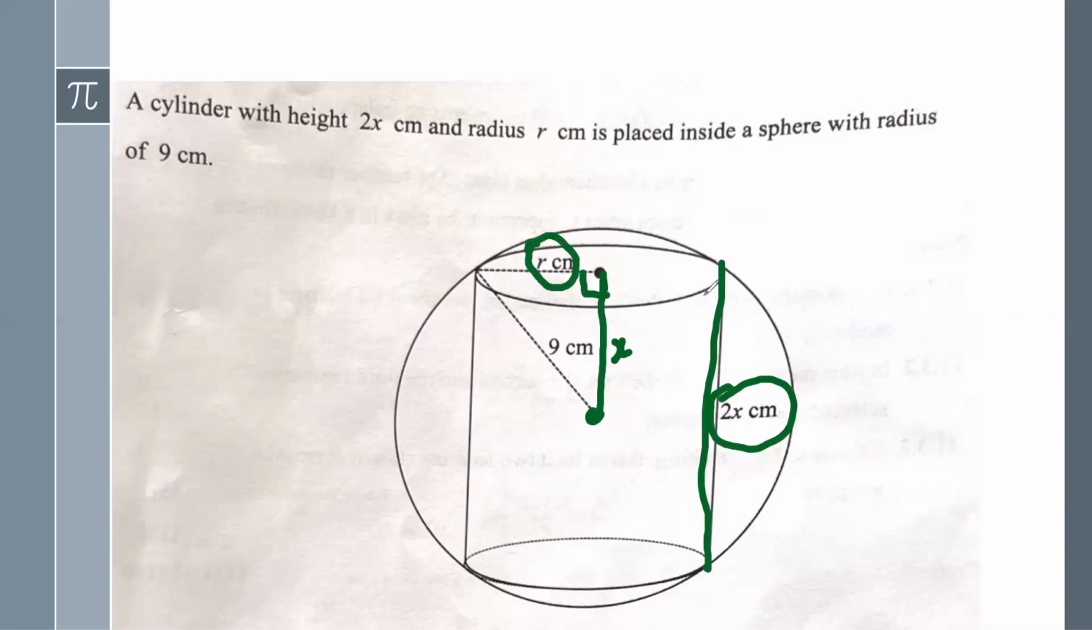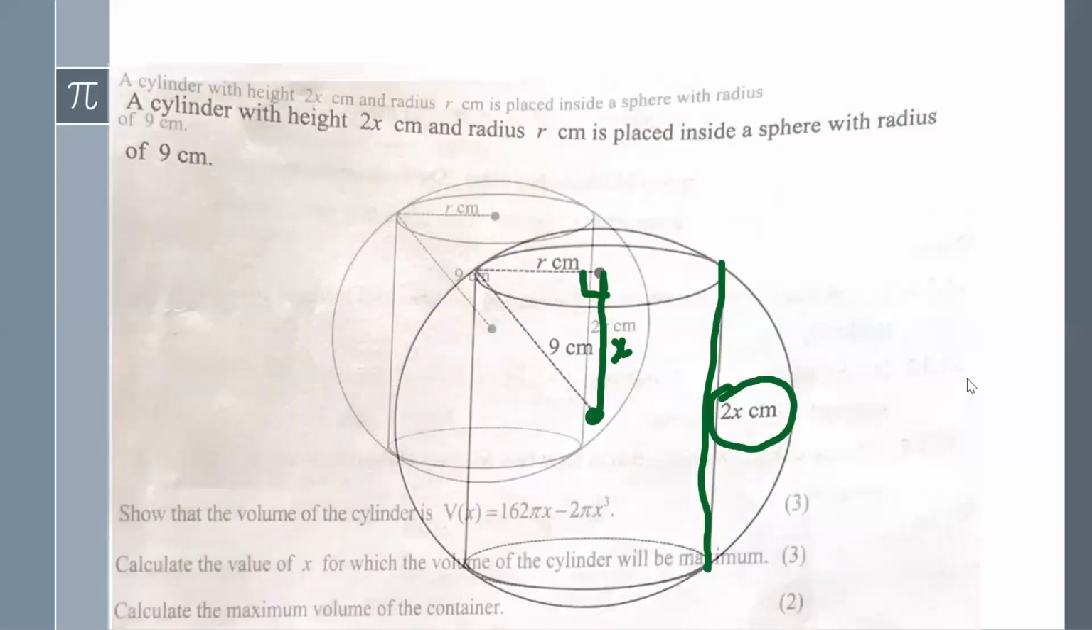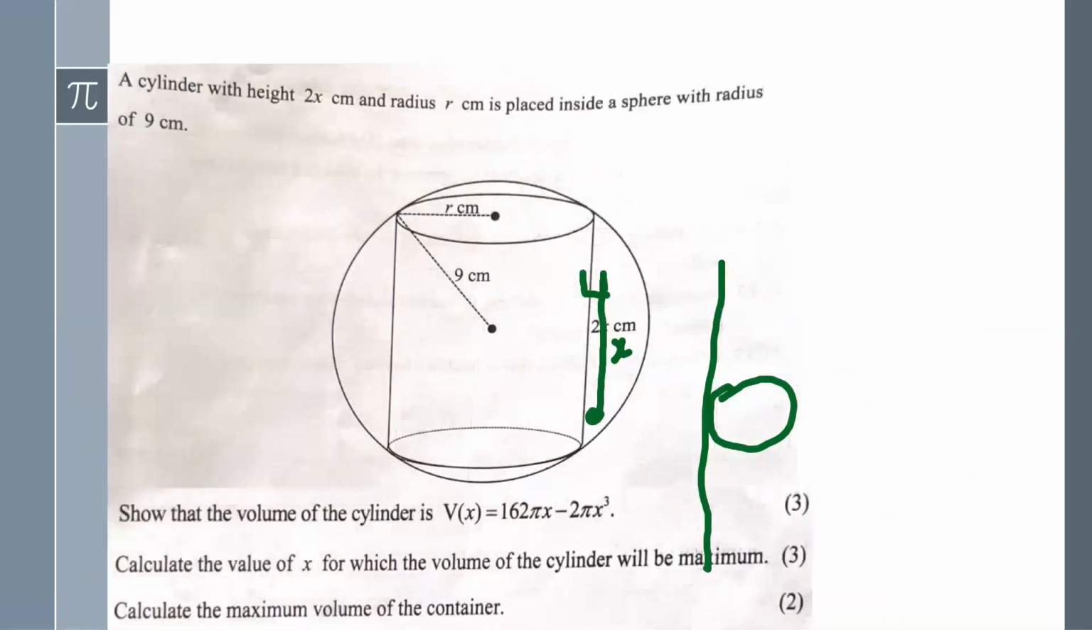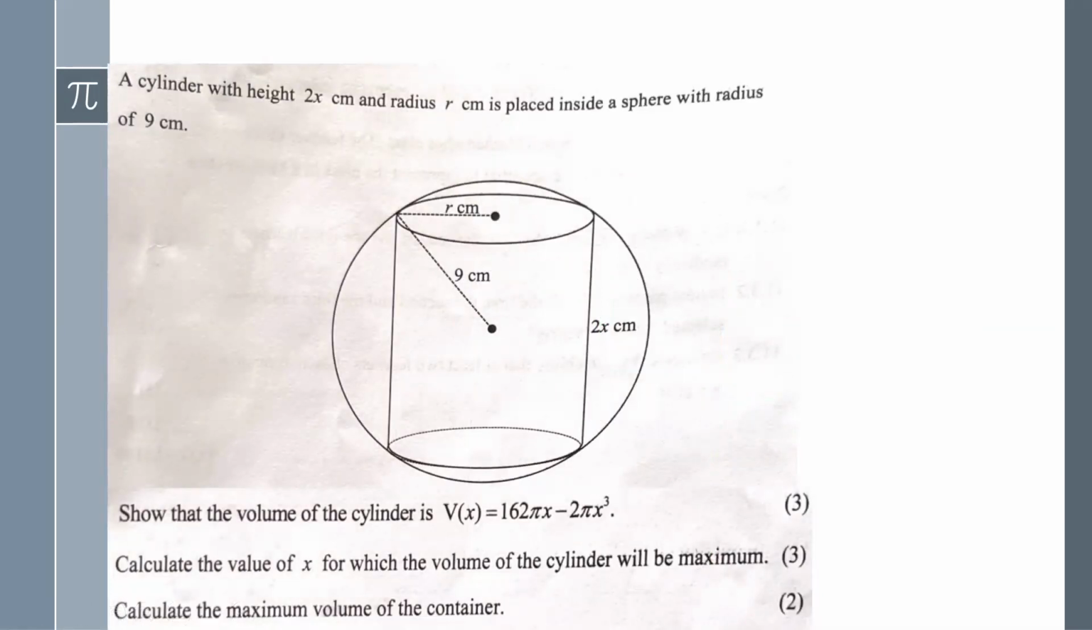Once you have done that, I guess we could anticipate a question perhaps on surface area or a question on volume of either the sphere or the cylinder inside the sphere. Let us have a look at the questions and see exactly what they are expecting. The question goes, we have to show that the volume of the cylinder, V(x), expressed in terms of x, is 162 pi x minus 2 pi x cubed.